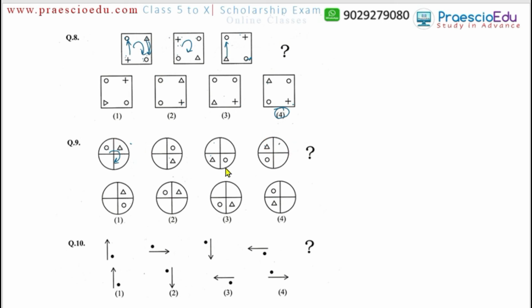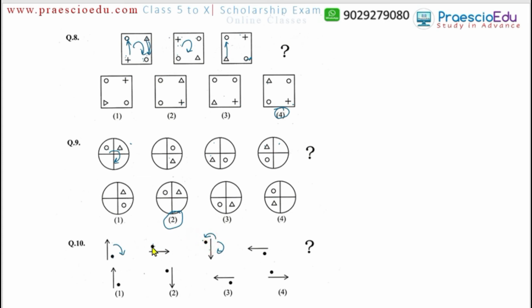So it should be option number 2. Now question number 10: the arrow and the dot. The arrow is turning, but the dot will be the opposite one. After the arrow turns here, the dot should be here but it comes here, which means the opposite direction.